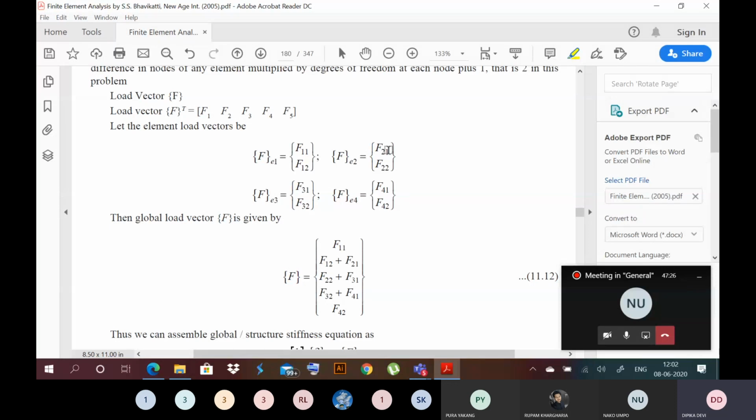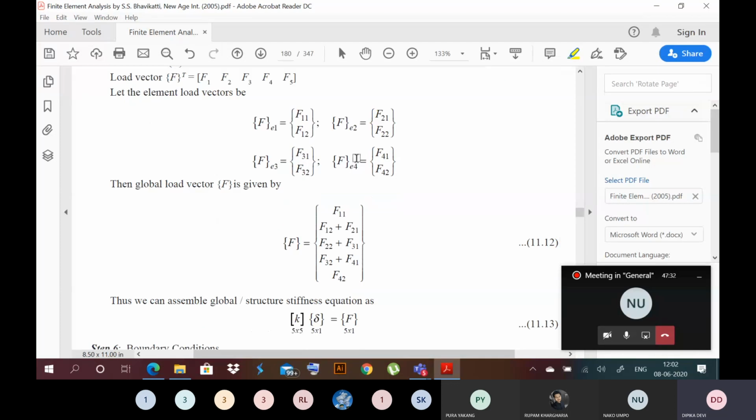Element 2 at node 1. This is the contribution of element 2 at node 2. So that way we have to find out the global force vector. Here it looks complicated, but it is not complicated. Okay, I'll explain.